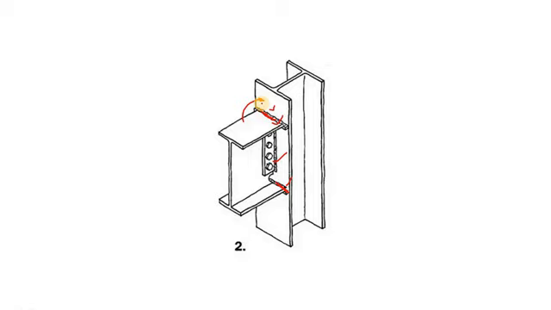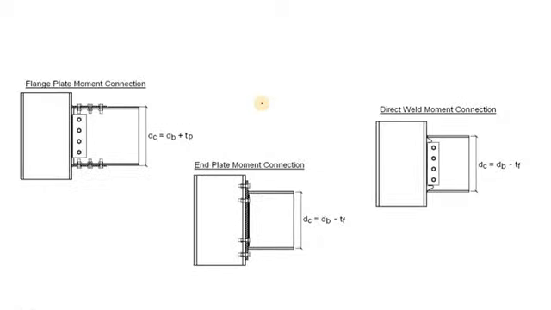Based on arrangement, there are three types of moment connection that are being used nowadays. First one is the flange plate moment connection. In this case, you can see here that the tensile or compressive load from the moment is transferred to this flange plate via this bolt, and then from this flange plate to the flange of the column via the welding.